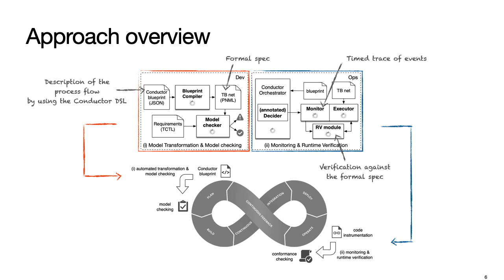So the continuous monitoring and verification provides feedback to developers that can use this information to change the blueprint, and we basically automatically reflect these changes to the formal specification and so on and so forth. And we continue following the DevOps loop.